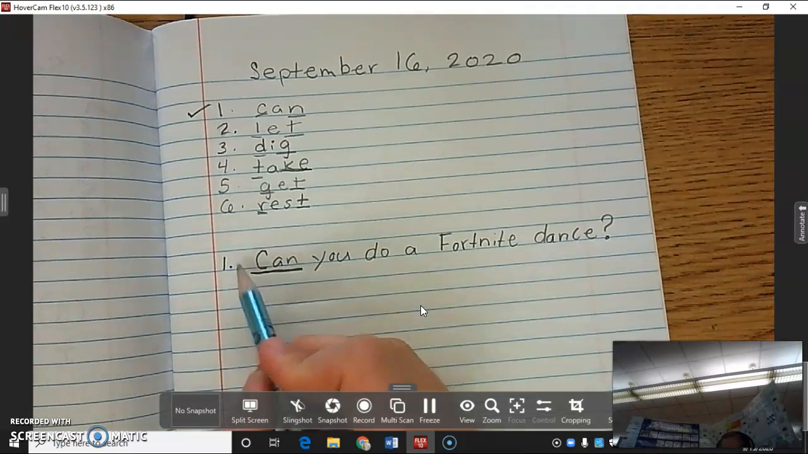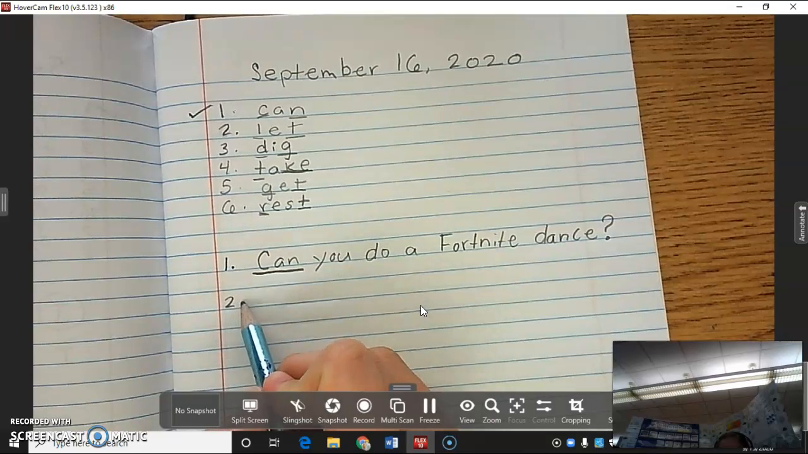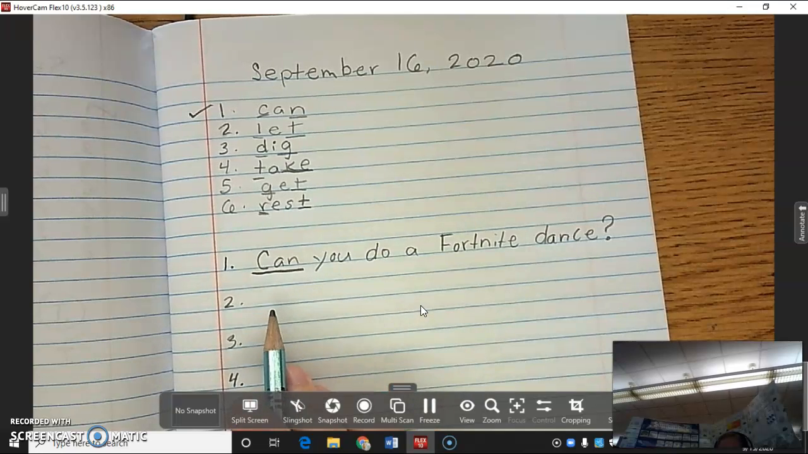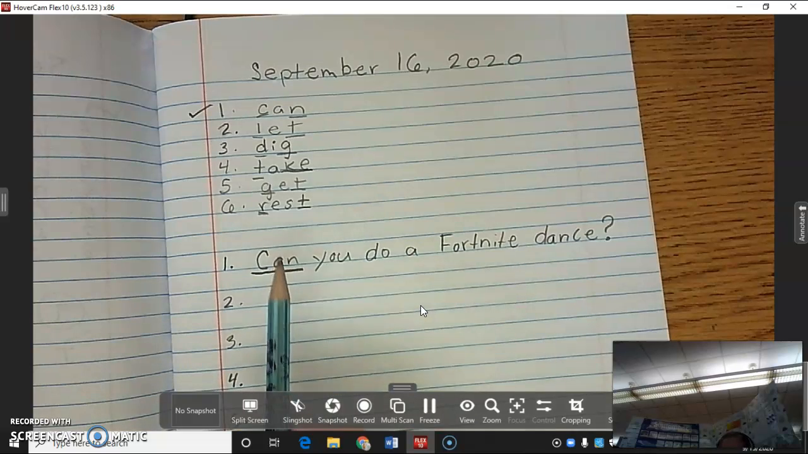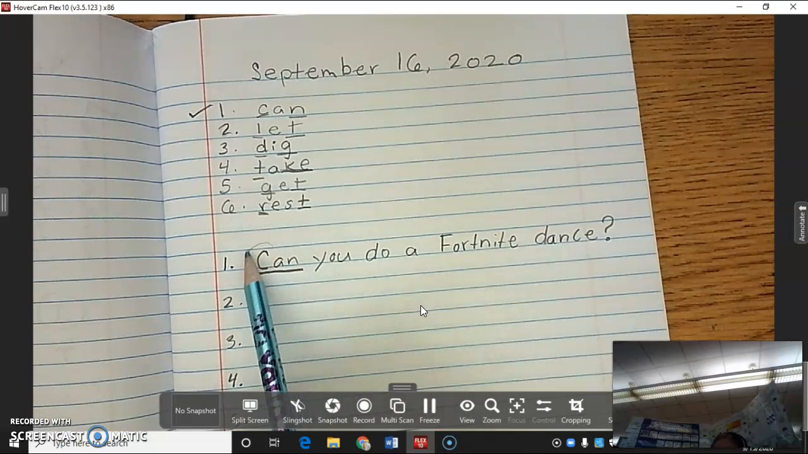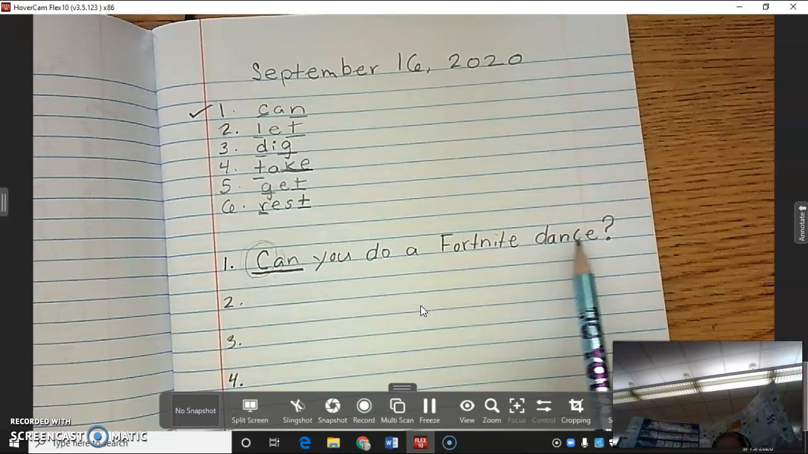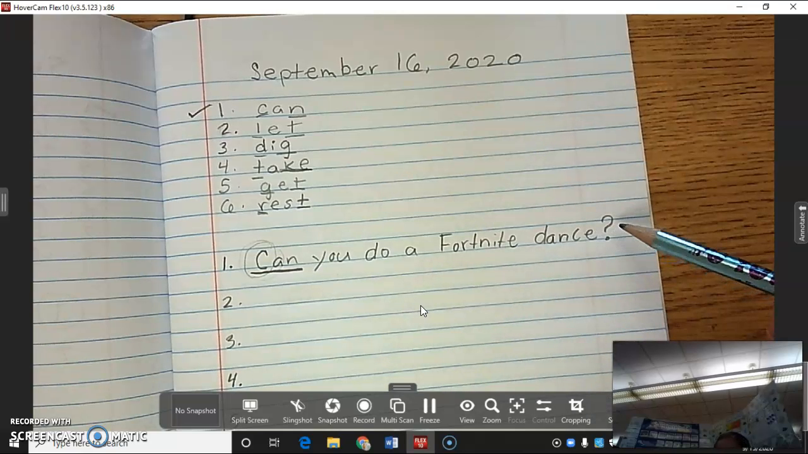I want you to write a sentence for all of your spelling words. Remember, you have today and tomorrow to do this, so go ahead and take your time and write a sentence for all your spelling words. Make sure you start with a capital letter and all your other words are lowercase. And then make sure you put that period or a question mark at the end.